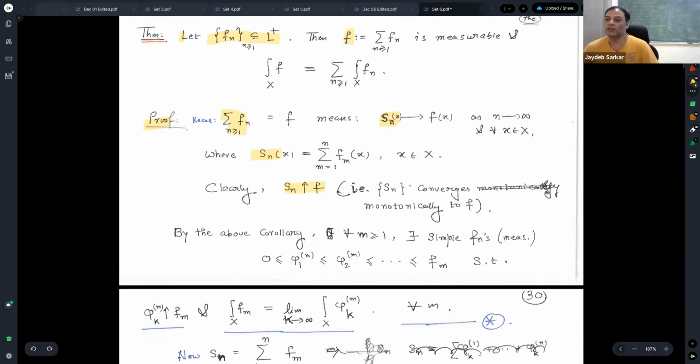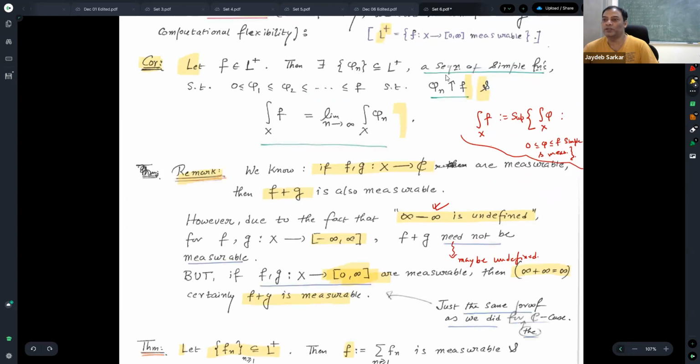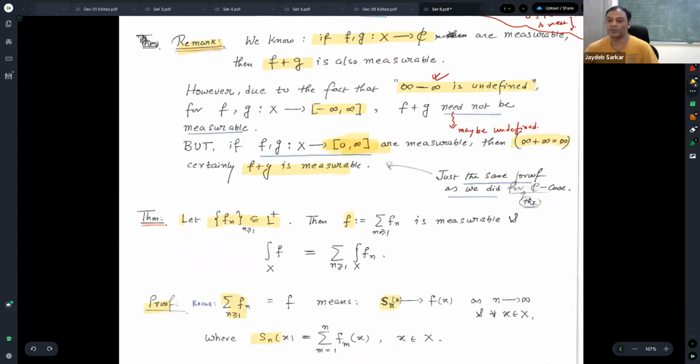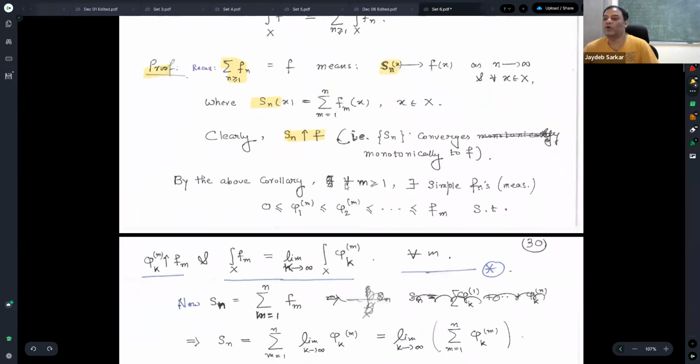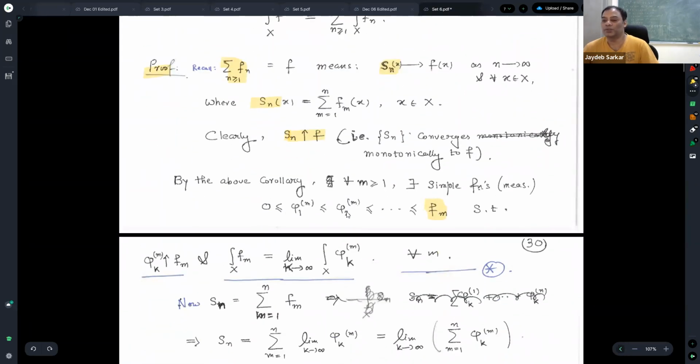That's the observation here. By the above corollary, any integrable function, you can evaluate its integral in this way using an increasing sequence of simple functions. So by the above corollary, for all m, you fix an m and you look at fm. So fm is in L plus, right? You are going to get an increasing sequence of simple functions which converges to fm, and subsequently the integration of fm can be computed by just looking at the limit of the integrations of the simple functions.